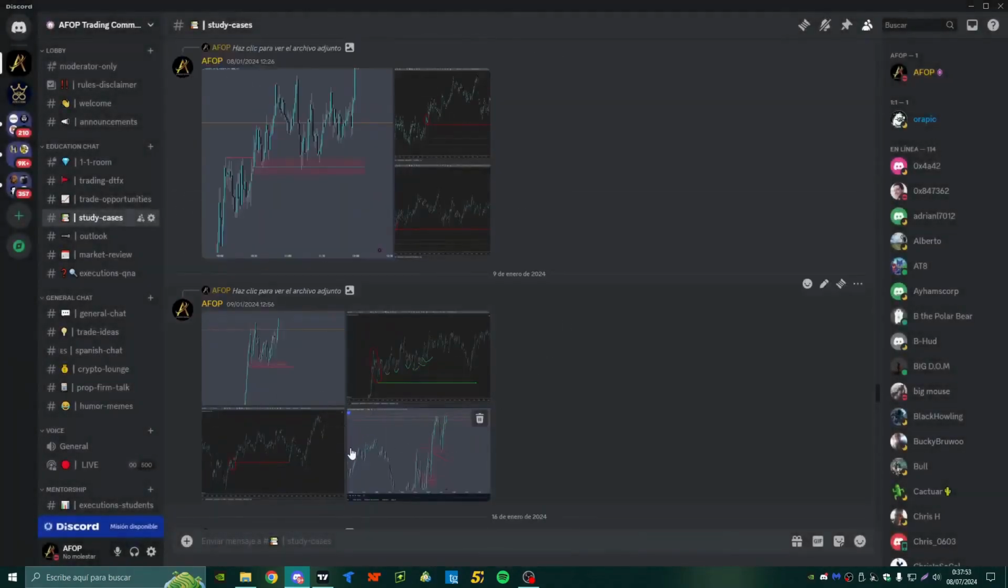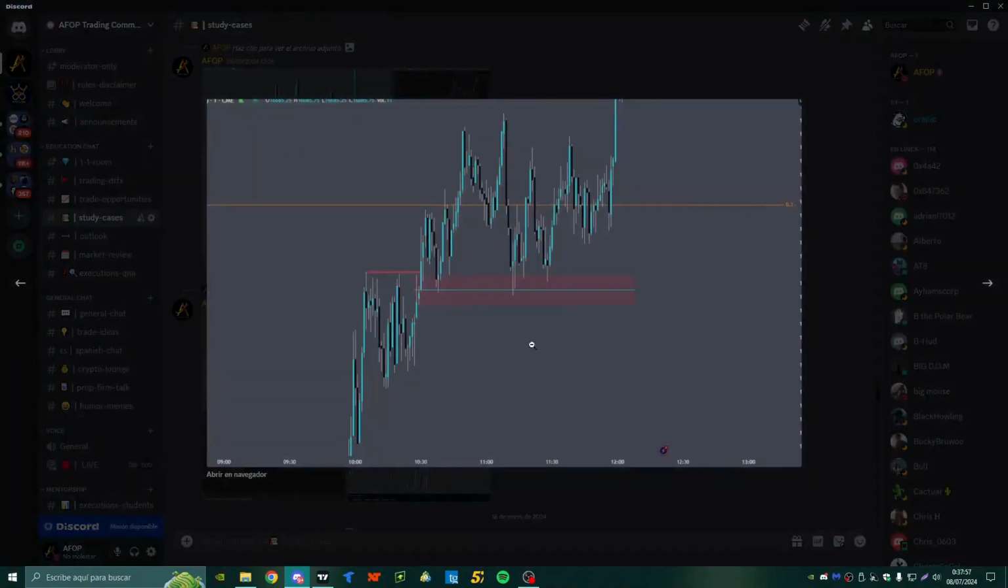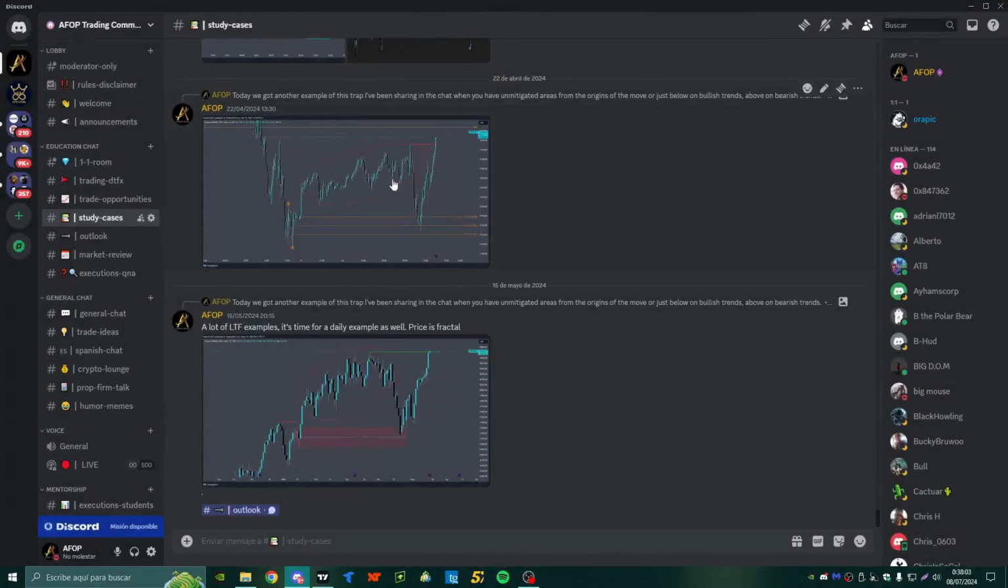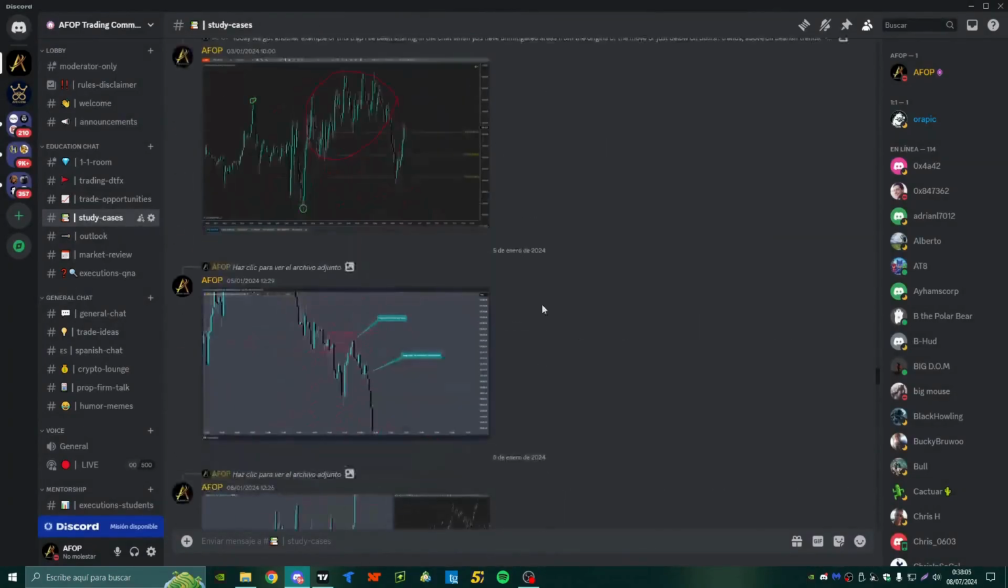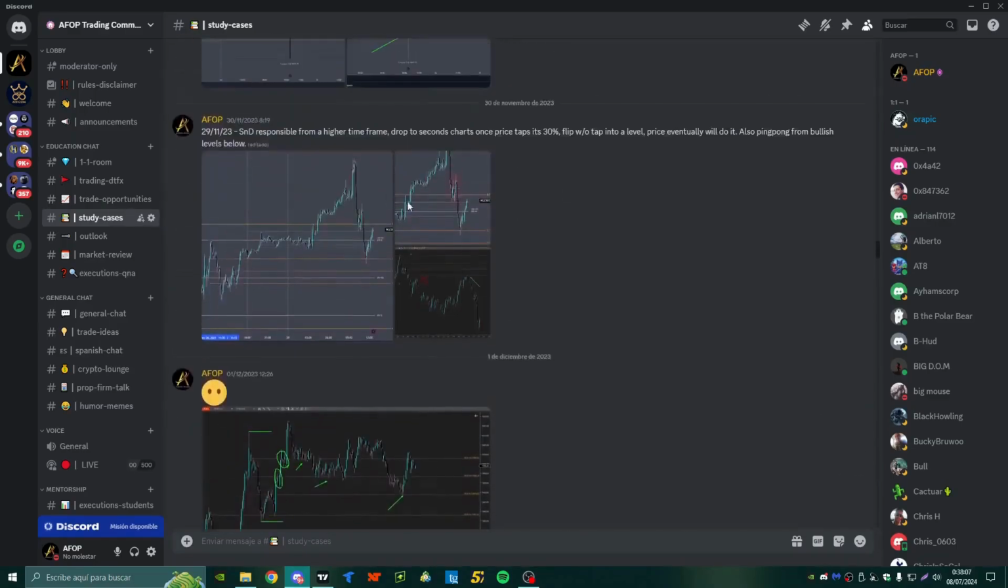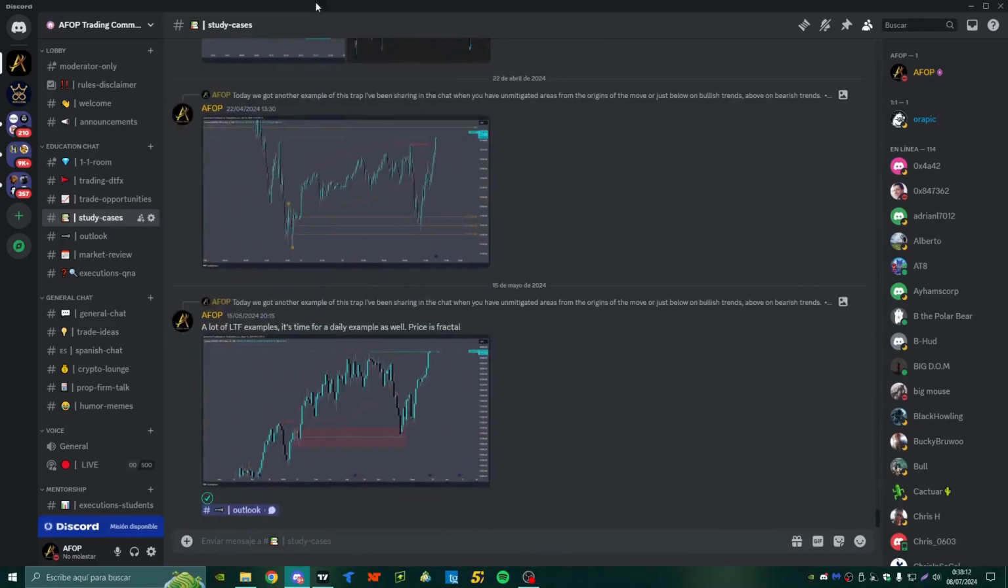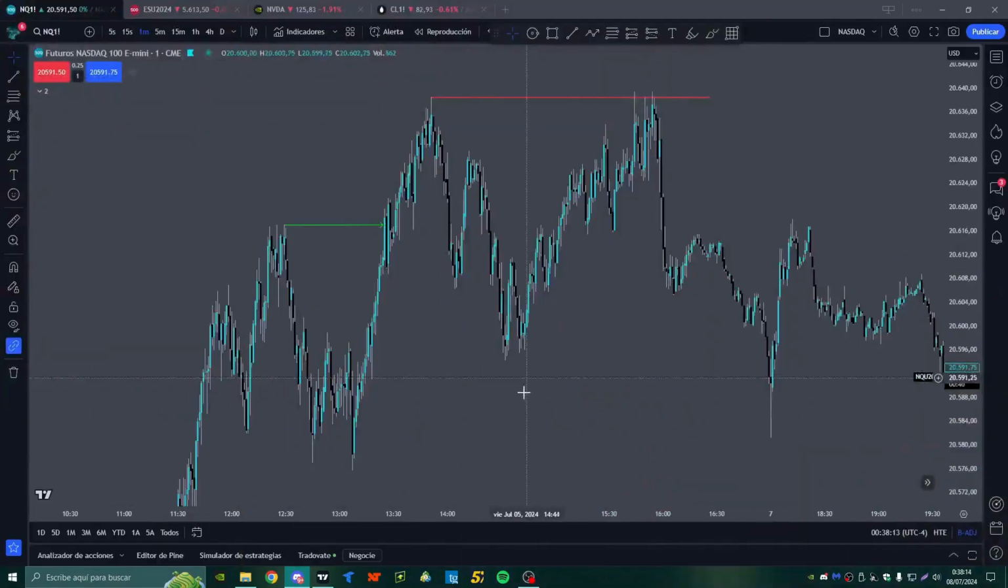In my Discord, I have some, but I'm going to show you some that I have more privately. Look, it's with a simple fractal. So there are those examples in the study cases of the Discord. For those who want to go deeper there, you have access to all that information.